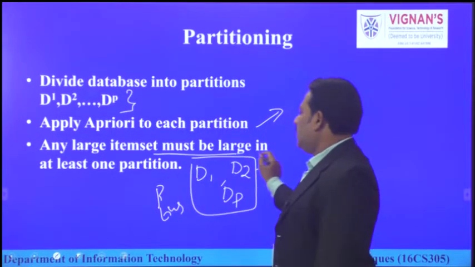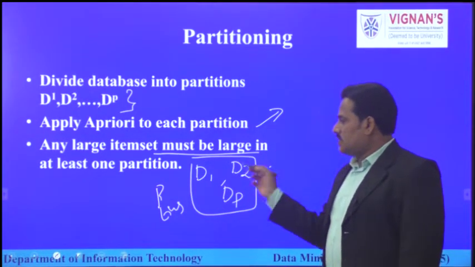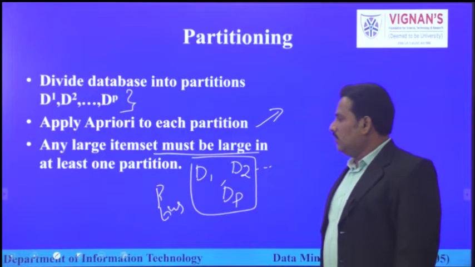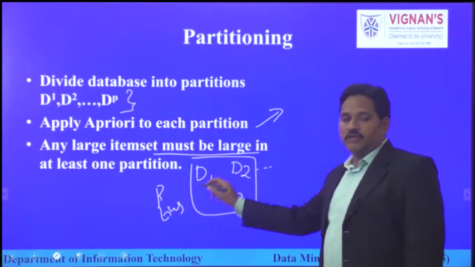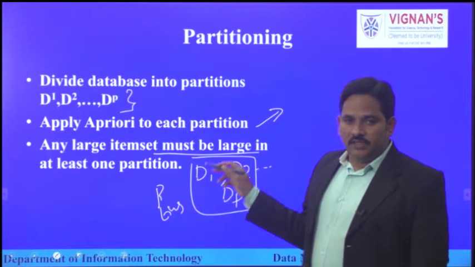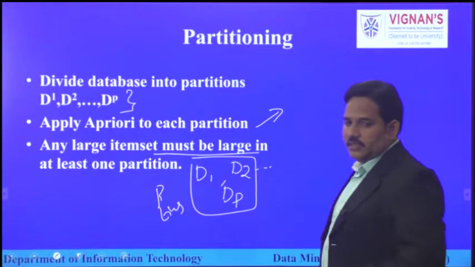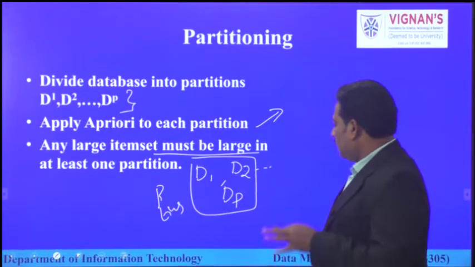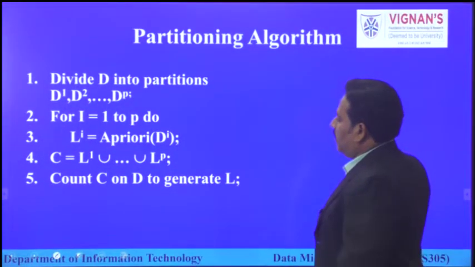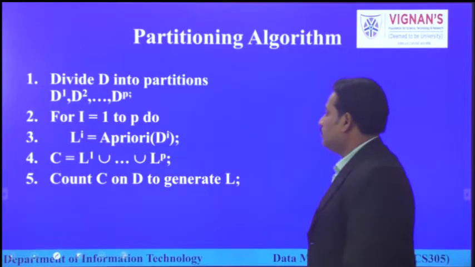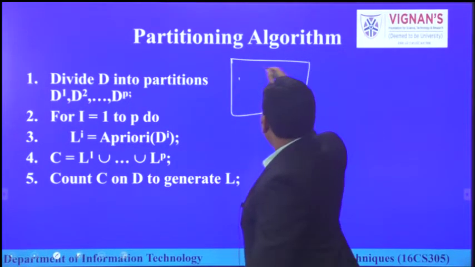Any large item set must be large in at least one partition. That means among all these P partitions, at least one partition must have that item set. If no item set was found in any partition, then that is not considered a large item set. It can be in all partitions or at least one partition, the item set should be repeated. Now look here, how this is going to be applied in the partitioning algorithm. So the initial step, we are dividing the database into partitions like D1.